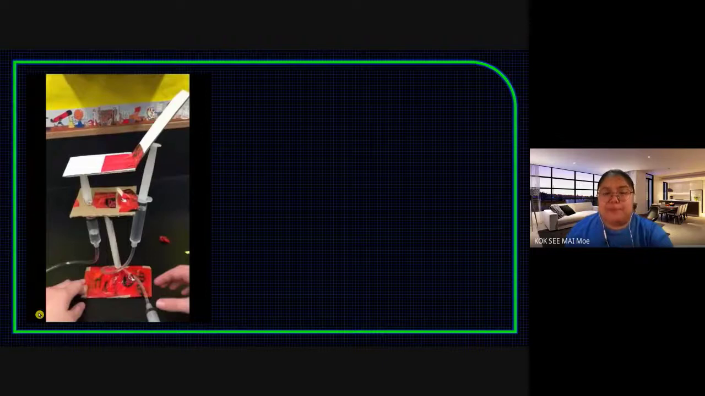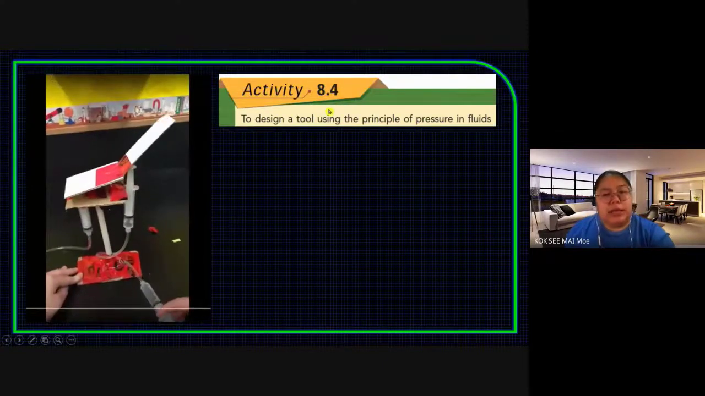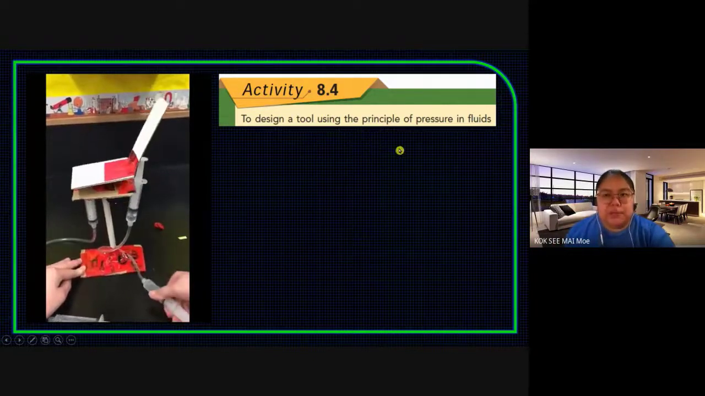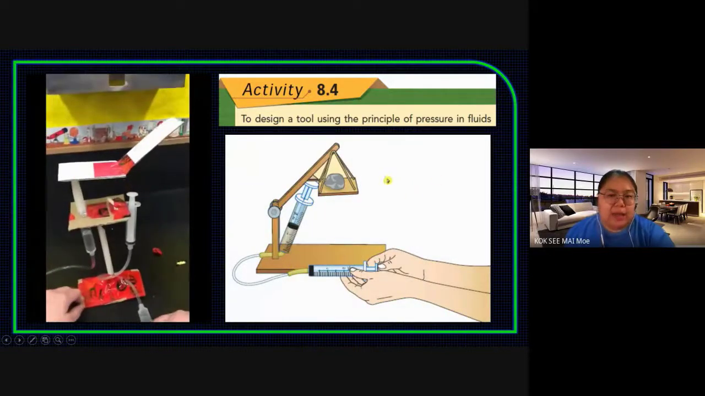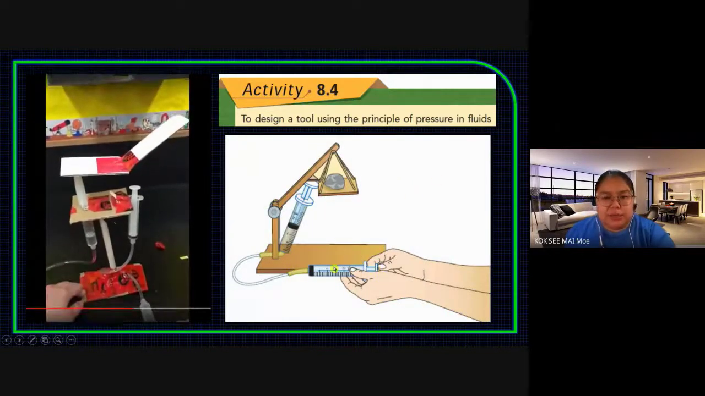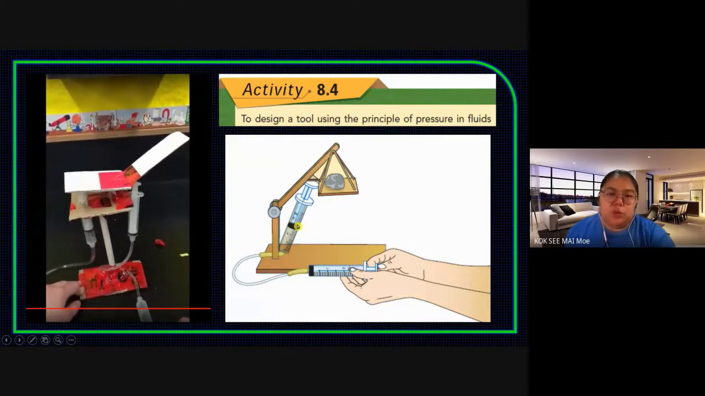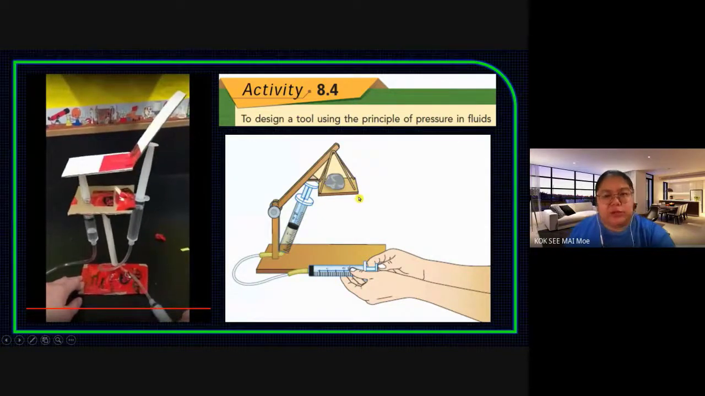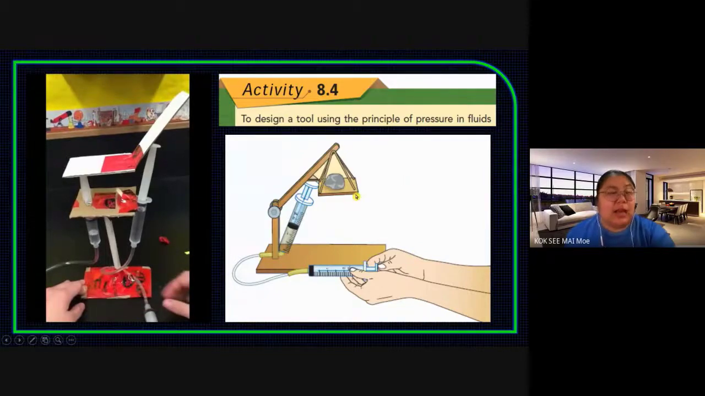Okay, now I explain what you need to do. This one is an example. This is activity 8.4 from your textbook. You need to design a tool using the principle of the pressure of fluid. Example like this also can. You can see that using the piston, inside the piston there is liquid, you put water. Then this one piston can lift the other side. The other side is for what? They want to lift the heavy load. Finally, the thing can be lifted up.